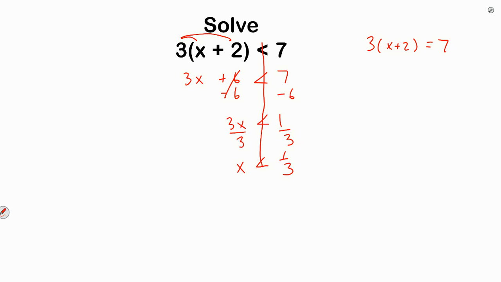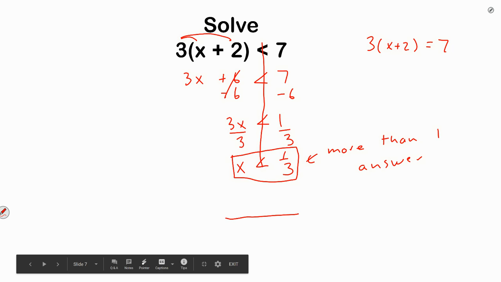Now, besides solving these, we also want to be able to graph these, because if I'm looking at this answer, this implies more than one solution. This has more than one answer. Inequalities have an infinite number of solutions. There's more than one. So when I'm looking at this, I want to be able to graph this. Now, if you want to review graphing, there's a video posted that you can review.